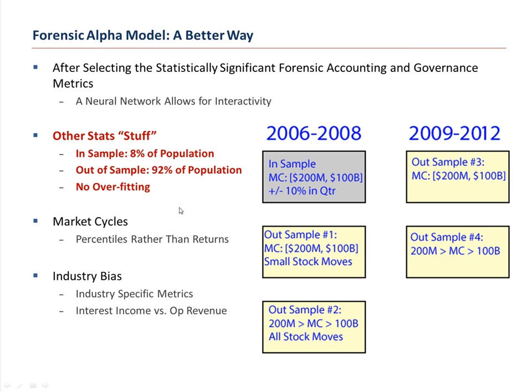Further, because I'm using stock return percentiles rather than actual returns, we're able to eliminate the impact of market cycles. 2006, 7, and 8, the in-sample period, has a boom, a bust, and a regular year. 2009 through 2013 also has a boom, bust, and regular years. We trained on all the market cycles, we see the results on all the market cycles, and percentiles take out that effect. The final thing is an industry bias, which FAM does not have, and that comes specifically from our metric operations and the way they were built.